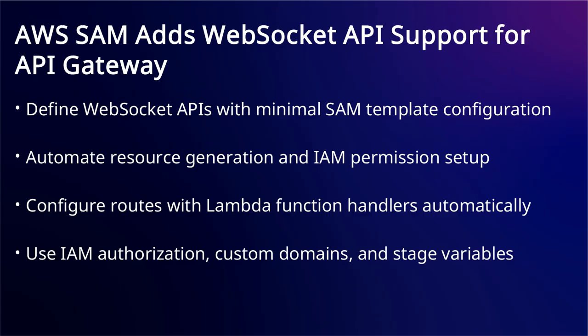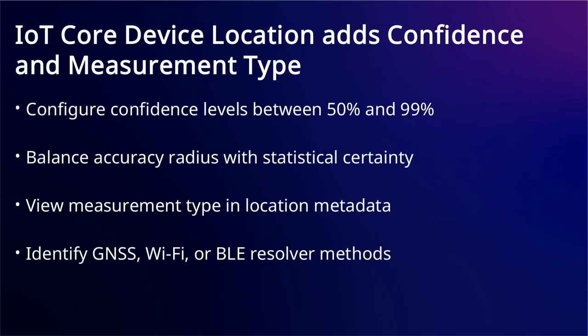work. When resolving device locations, you need to balance the trade-off between accuracy radius and statistical confidence while also understanding how each location was determined. You can now configure confidence levels between 50% and 99% for cell ID, Wi-Fi, or cell plus Wi-Fi solvers, where higher confidence produces larger accuracy radii with greater certainty and lower confidence yields smaller radii with less certainty. You can balance accuracy radius with statistical certainty based on your requirements through HTTP-based location resolution.